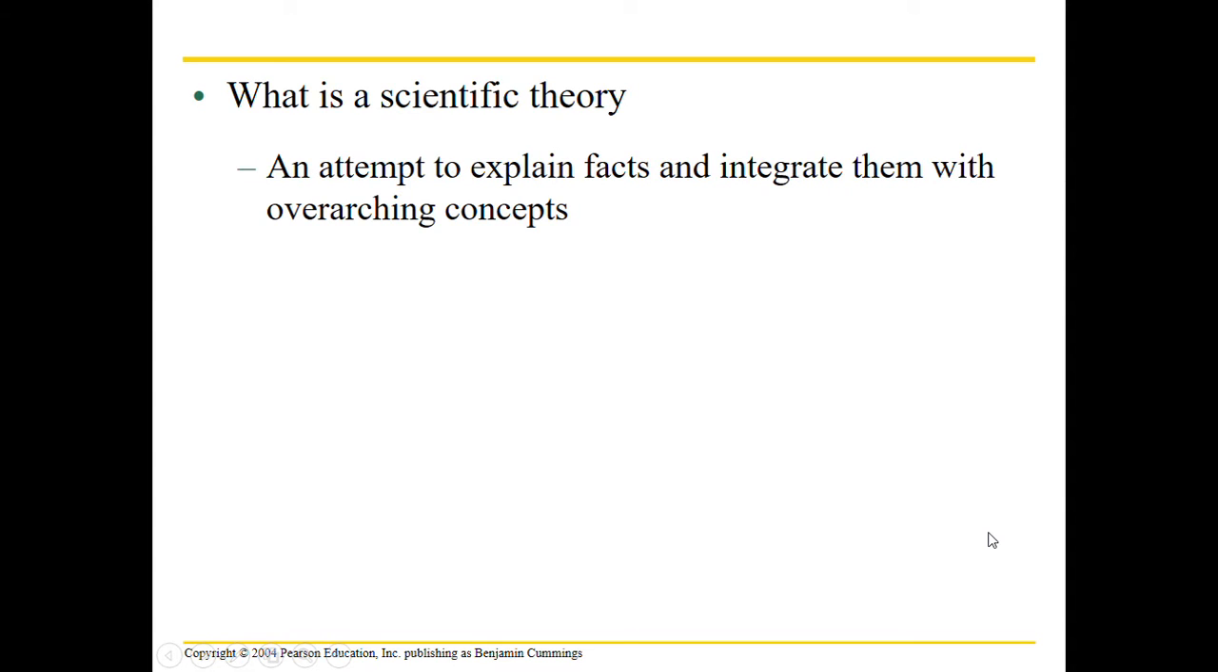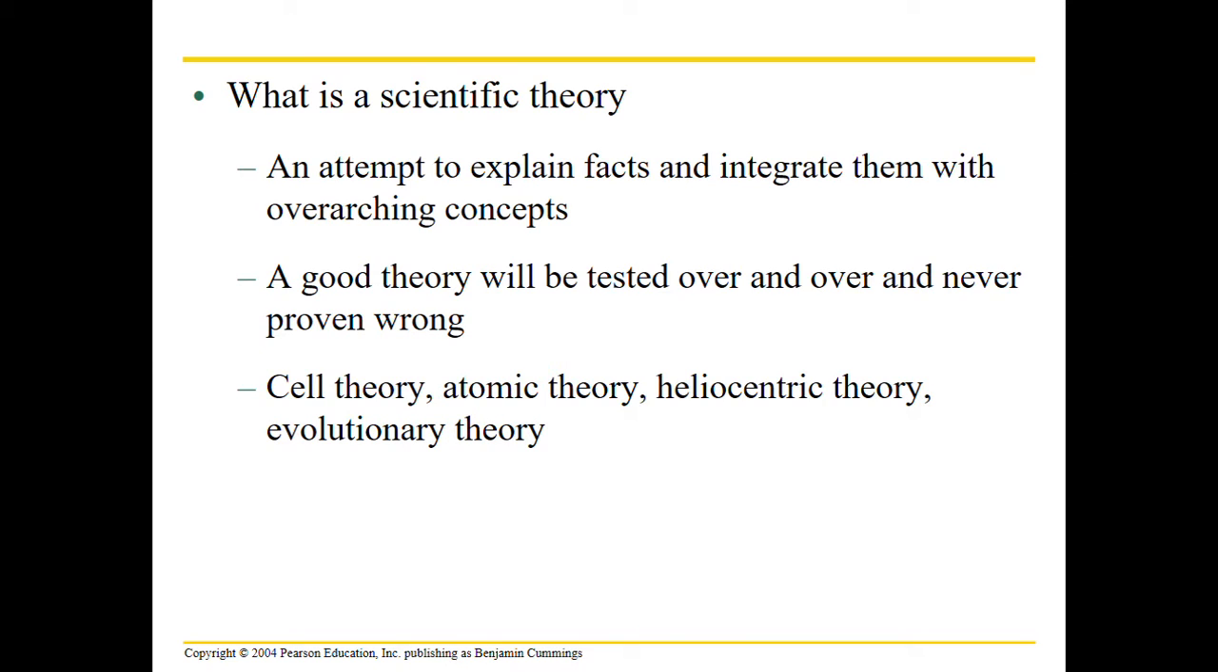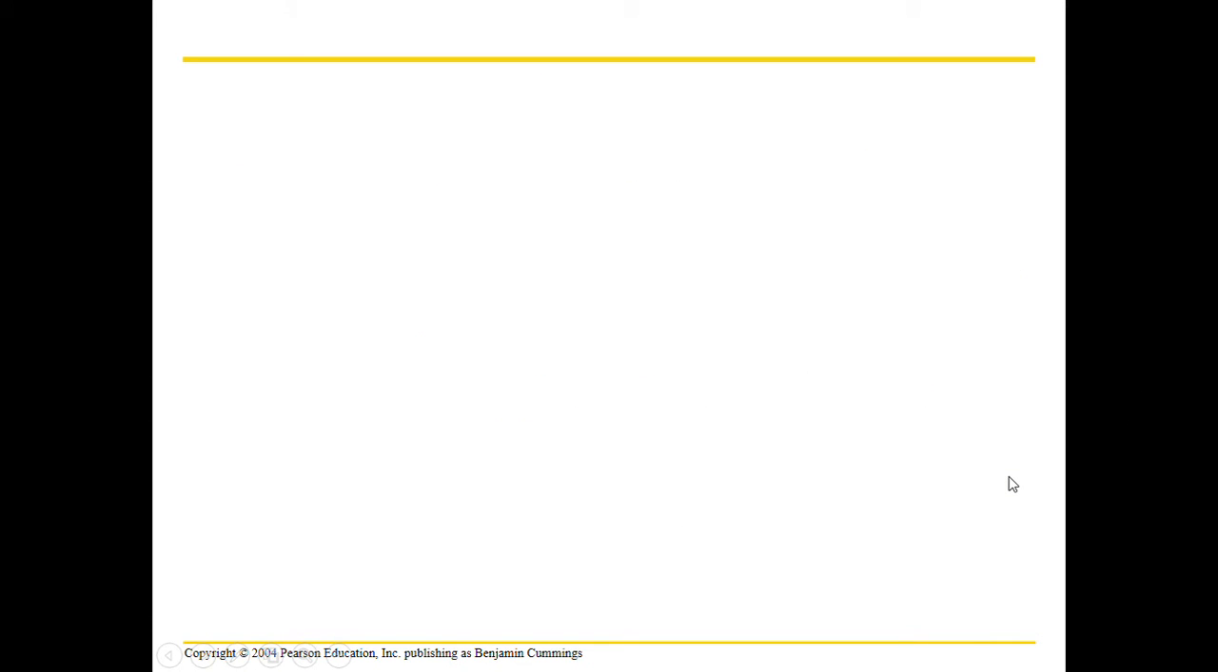So what is a scientific theory? It's an attempt to explain facts and integrate them with overarching concepts. A good theory will be tested over and over and will never be proven wrong. A good theory will be tested 100 times over, and it will only find evidence to support it. Like cell theory, evolution, atomic theory, heliocentric theory, or just some other ones.